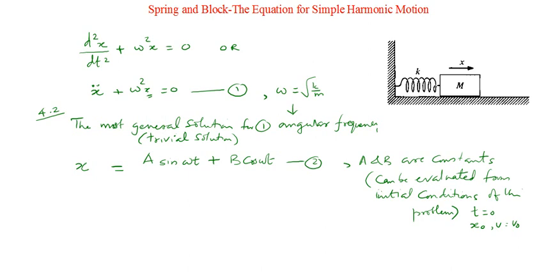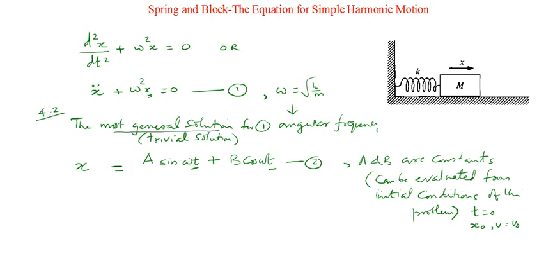Equation number 2 is the trivial solution for the differential equation given by equation number 1. You can see on the right side, the value of x is not a constant. The value of x is varying with time, right? Sinusoidally or cosinusoidally. So it's a combination of a sine function and a cosine function. In certain cases you will be using only the sine function, in other cases you can use the cosine function, and the most general form uses a proper combination of a sine function and a cosine function. That is why we call it the most general solution.